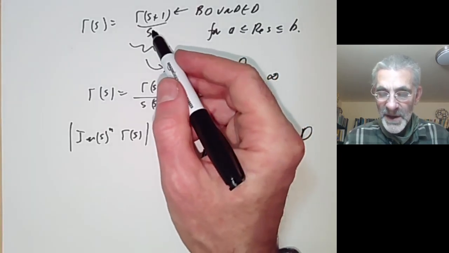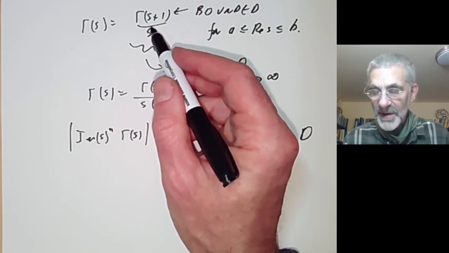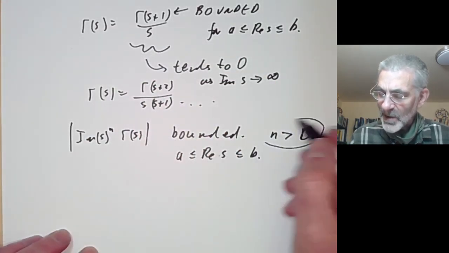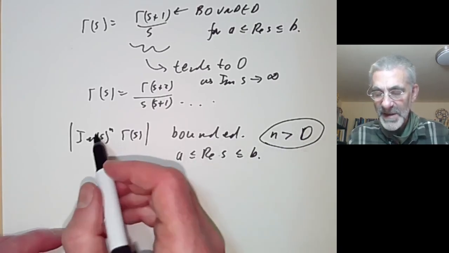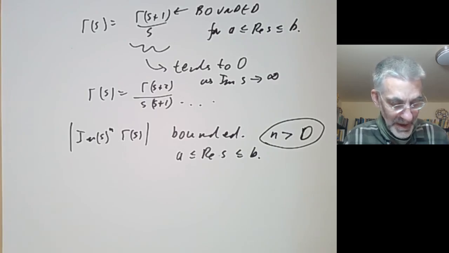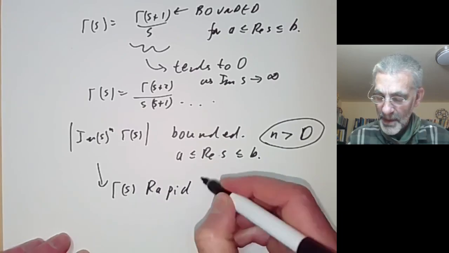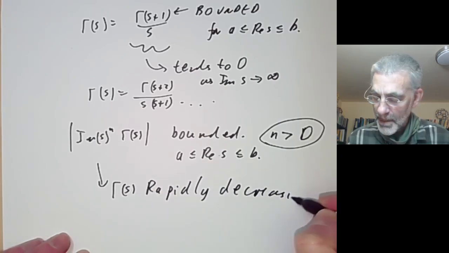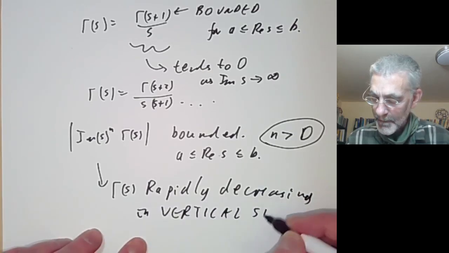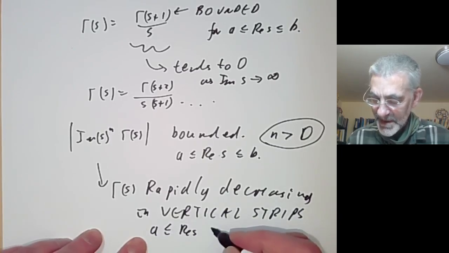Now you notice you've got to be a little bit careful when s is actually a negative integer or 0, because then gamma of s isn't bounded, it actually has a pole. And that's why we've put this condition n greater than 0 here, because if n is greater than 0, then the imaginary part of s vanishes, so we don't need to worry about the poles. So you see gamma of s is rapidly decreasing in vertical strips, a less than or equal to real part of s less than or equal to b.